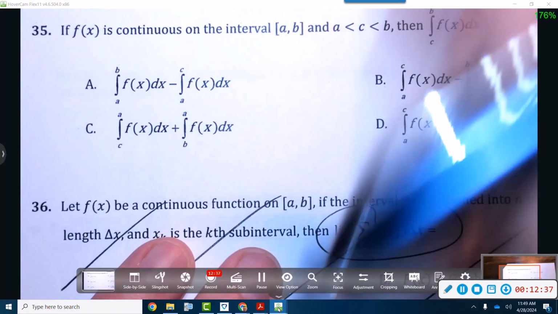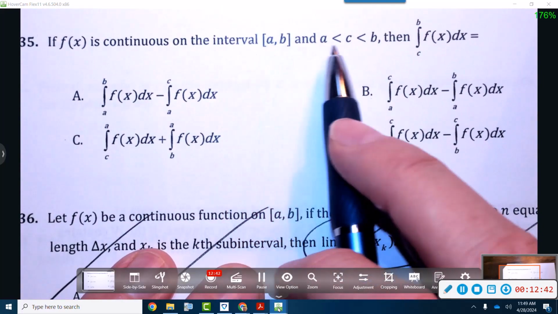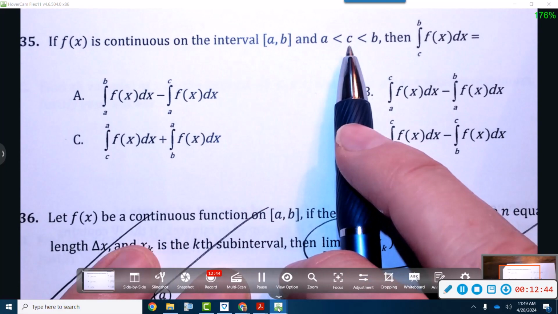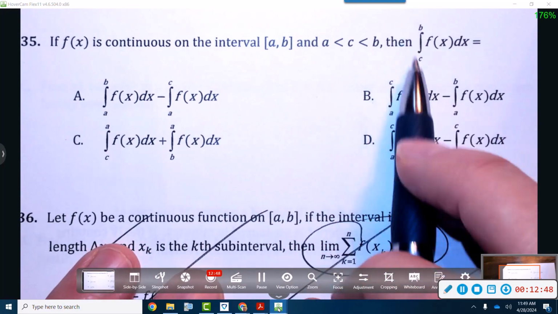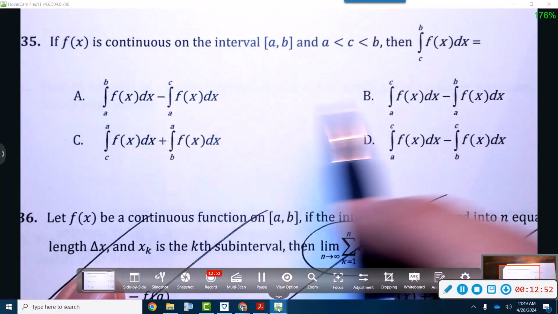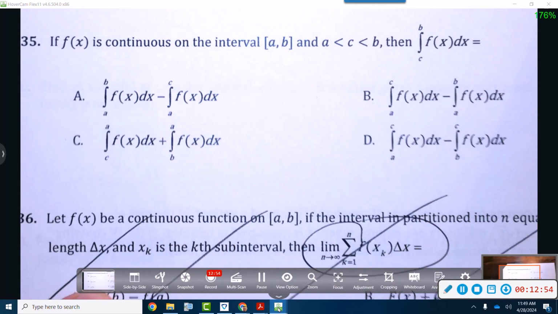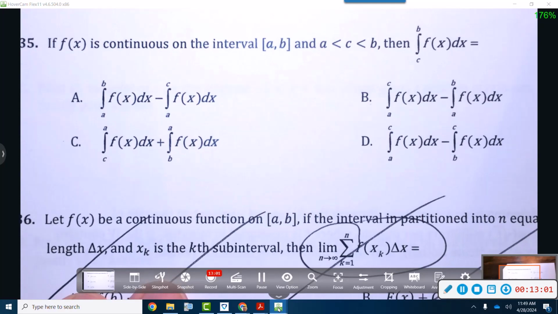Okay, so 35. If f of x is continuous on the interval going from a to b, and c is somewhere in the middle, okay, then this guy, c to b, has to equal some of these formations. This is kind of crazy here, okay, but you can only choose one of them.